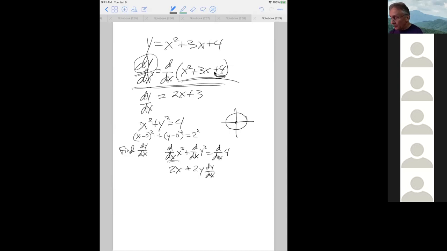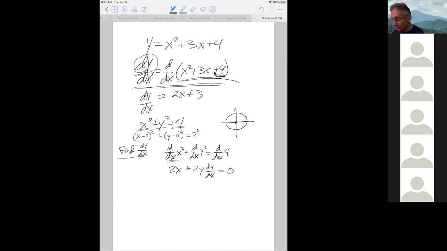Notice, and I'll talk about that a little bit more in a second, go back and notice how many y's are in this function. There's just one. That indicates there's just going to be one dy dx. If there's one y, however many y's there are, that's how many dy dx's there are going to be. And then the last thing we've got to do is, what's the derivative with respect to x of 4? 0.